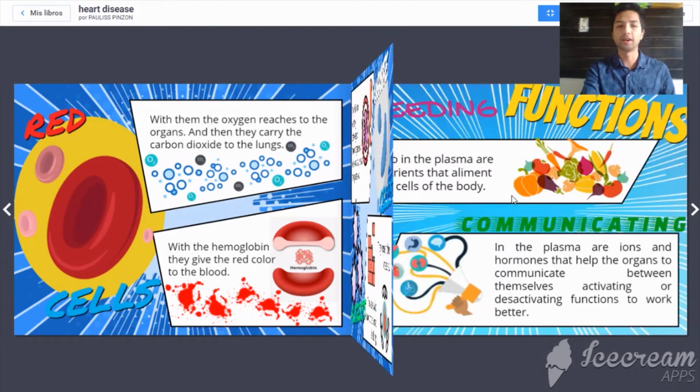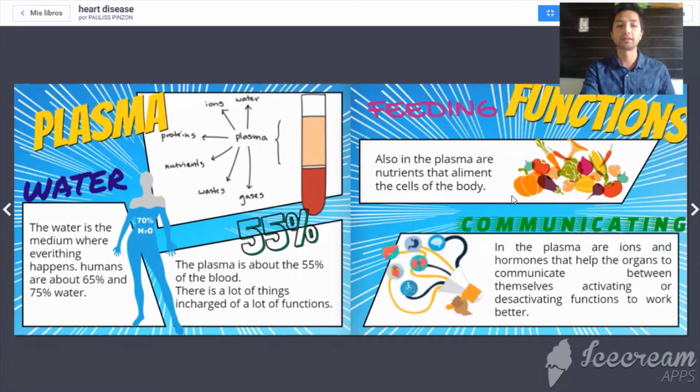The plasma. The plasma is like the water for us. Remember that water is 70% of most humans, and plasma is 55% of the blood. So what is in the plasma? In this sea of plasma, we have nutrients that feed the cells of the body, and we have hormones and ions and also gases that help to communicate the organs between themselves.